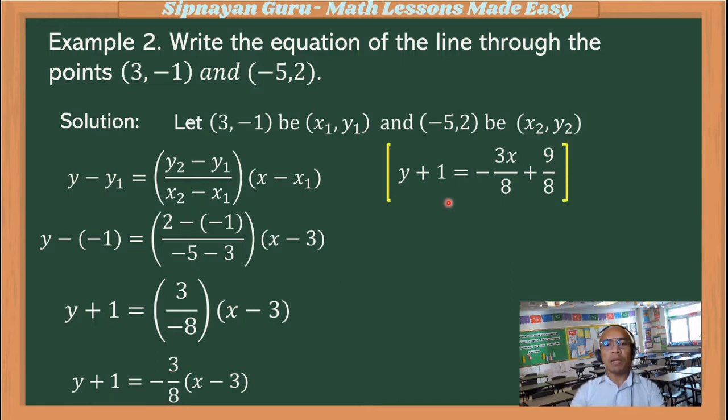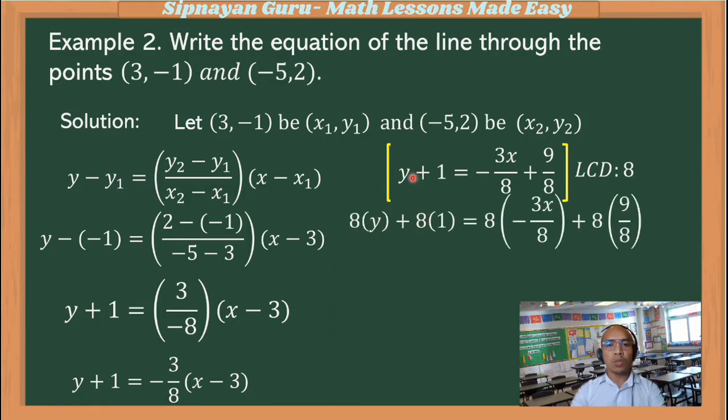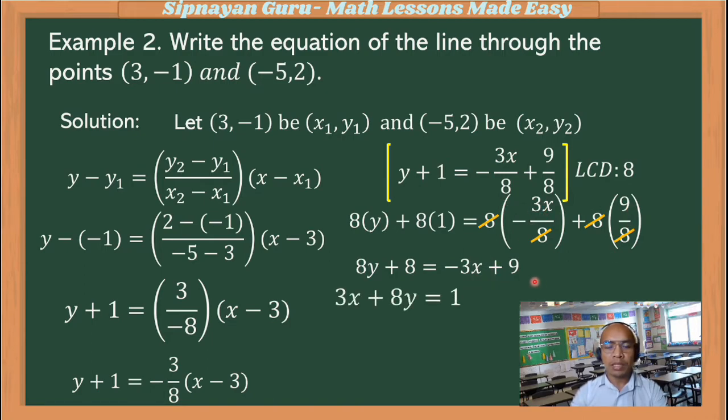So get rid of the denominator by multiplying the whole equation by the LCD. So multiply each term of the equation by 8. So y times 8 plus 8 times 1 is equal to 8 times negative 3x over 8 plus 8 times 9 over 8. Cancel the common factors because they are 1. So 8 times y is 8y. 8 times 1 is 8. This is equal to 1 times negative 3x is negative 3x plus 1 times 9 is 9.